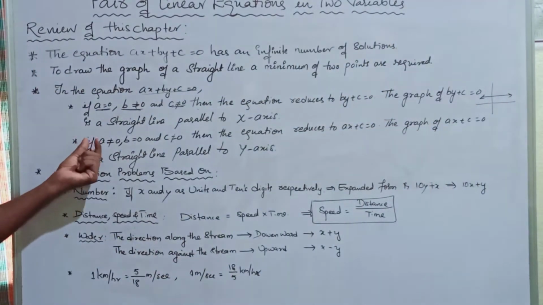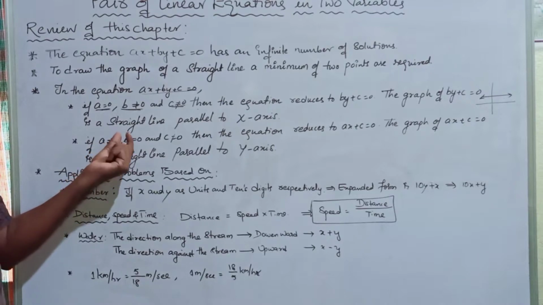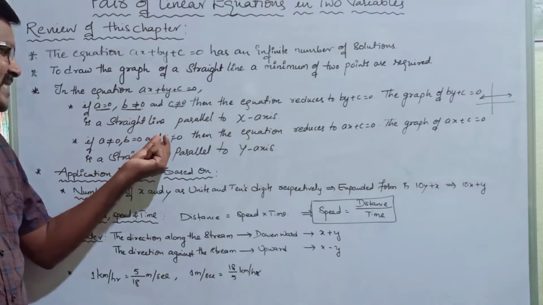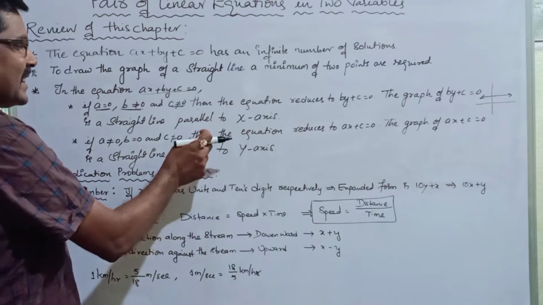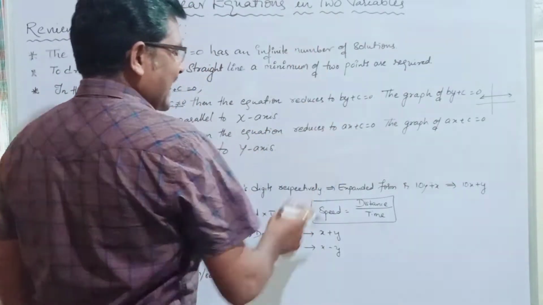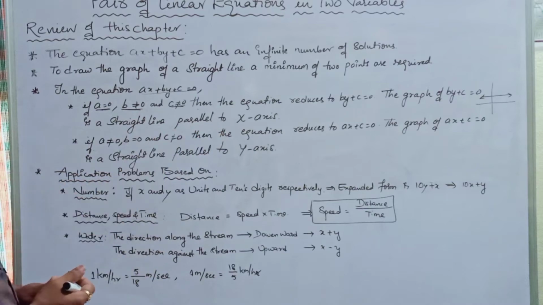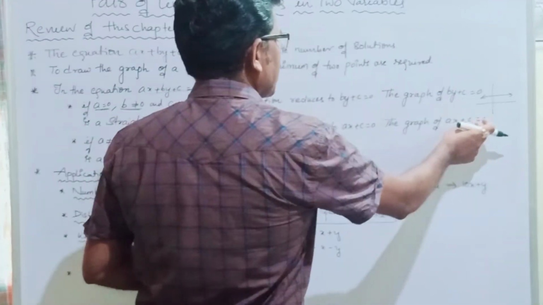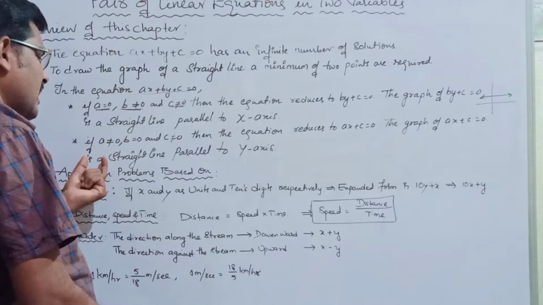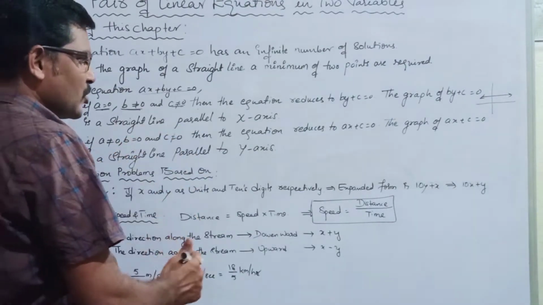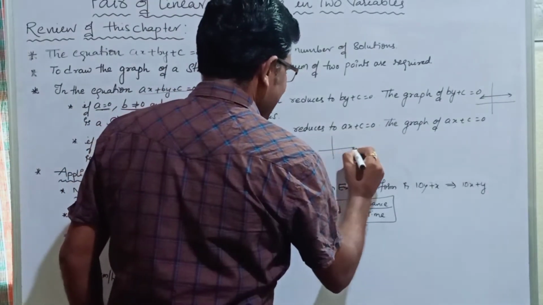Similarly, if a is not equal to 0, b is equal to 0 and c is not equal to 0, then the equation reduces to ax plus c is equal to 0. The graph of ax plus c is equal to 0 is also a straight line and it is also parallel to the y-axis.